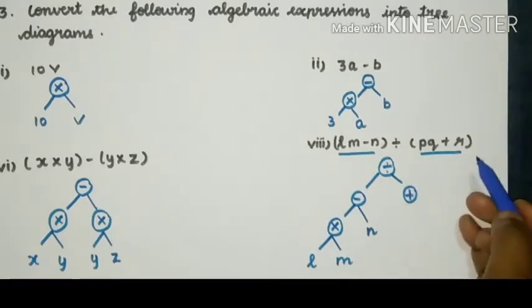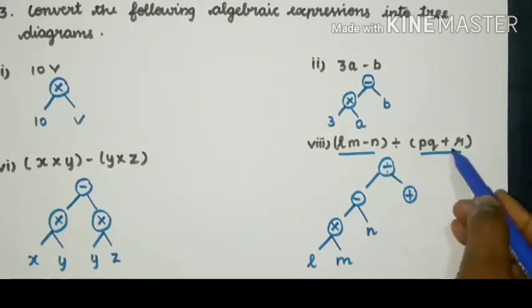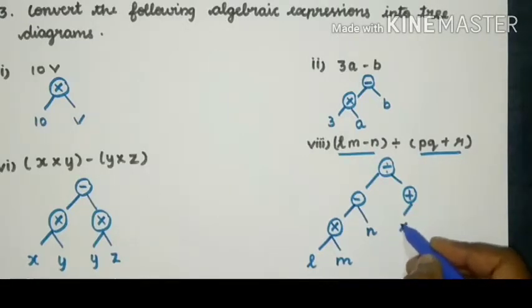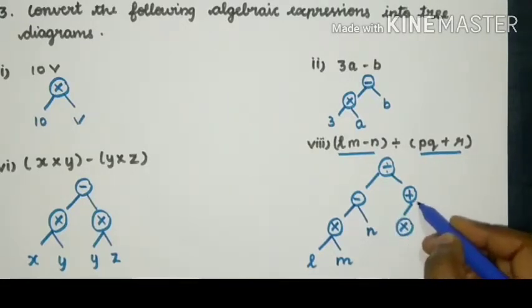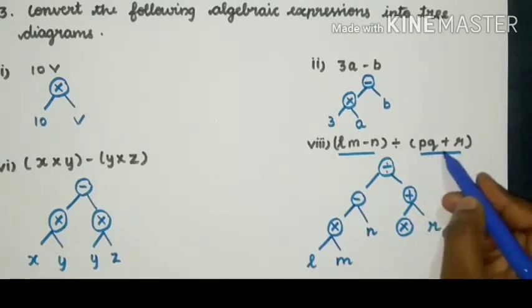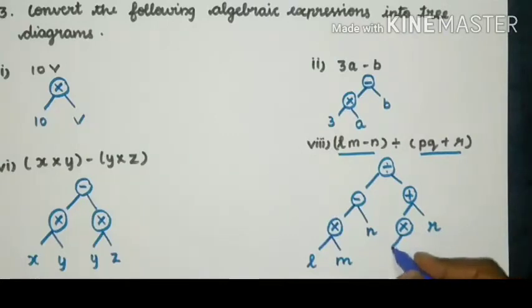Let's come to the second bracket. p q plus r. Here p q is in the form of multiplication, so you have to write the multiplication symbol here. Then r. Which two variables are multiplied here? Yes, p and q. Students, keep in mind you have to circle the operations only. No need to circle the variables and constant numbers.